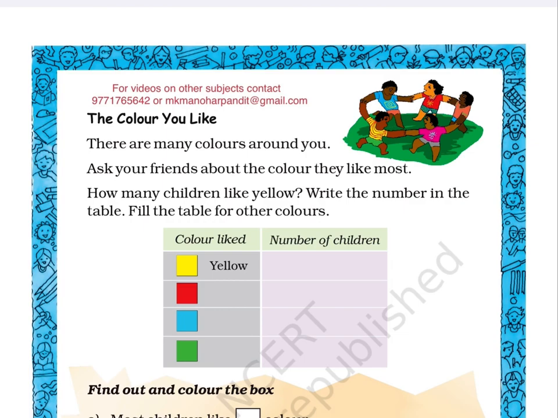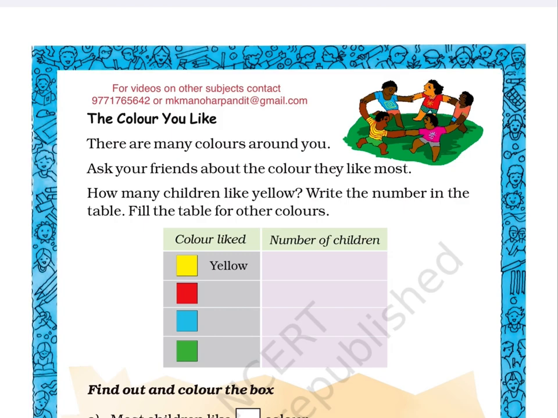Column 1 has picture of colors and is for color liked. And column 2 is for number of children. Row 1. Column 1 has picture of yellow square box. And column 2 has space for writing the number of children liking yellow color.